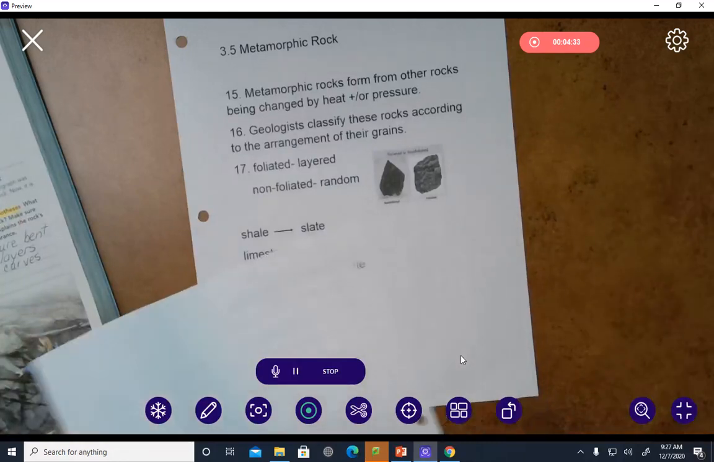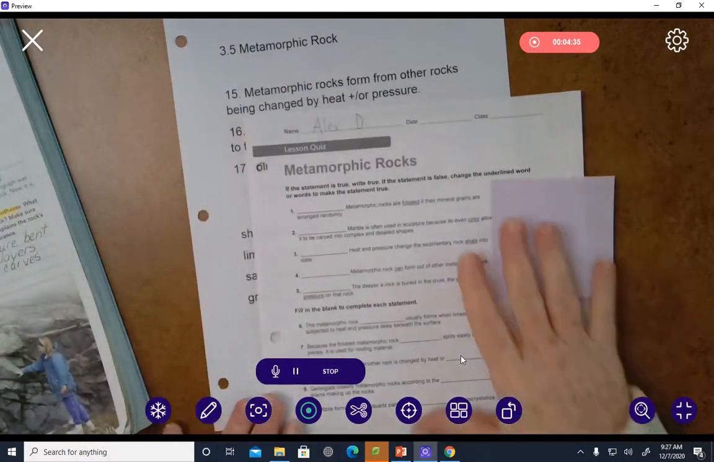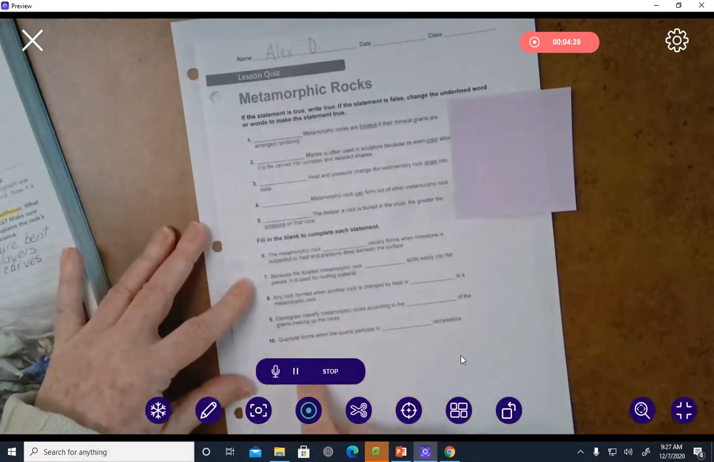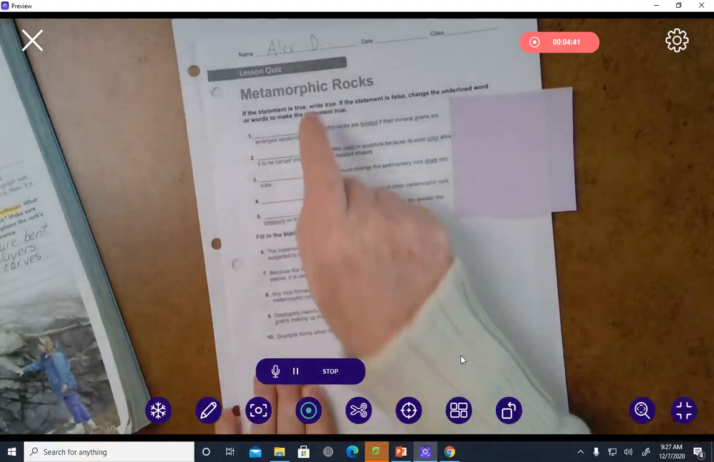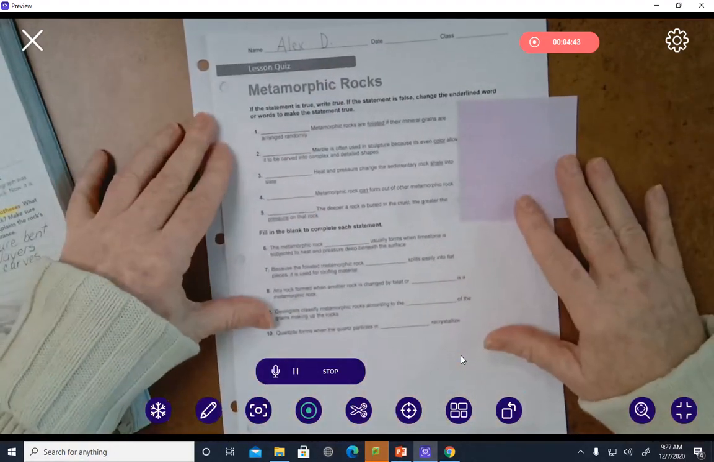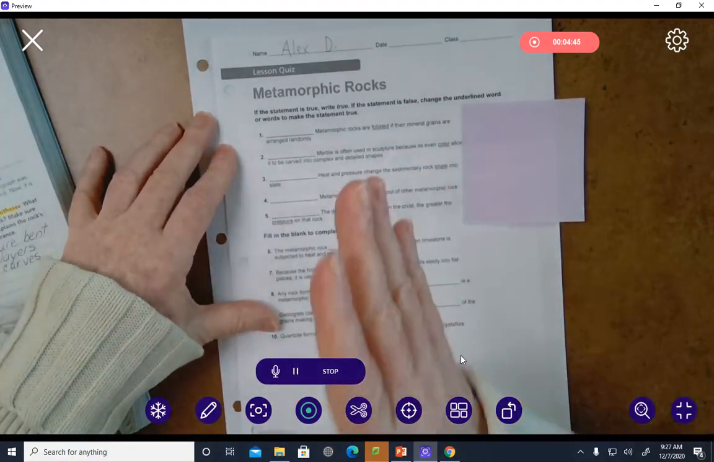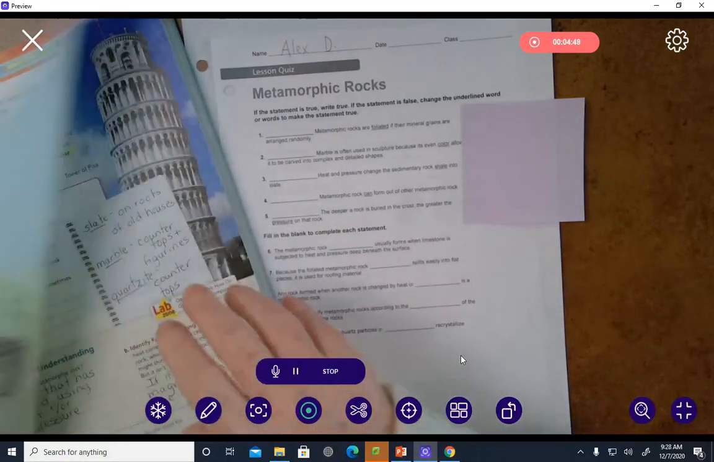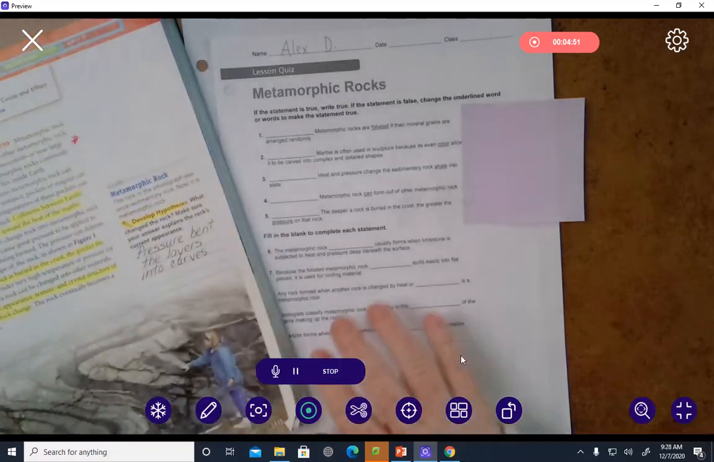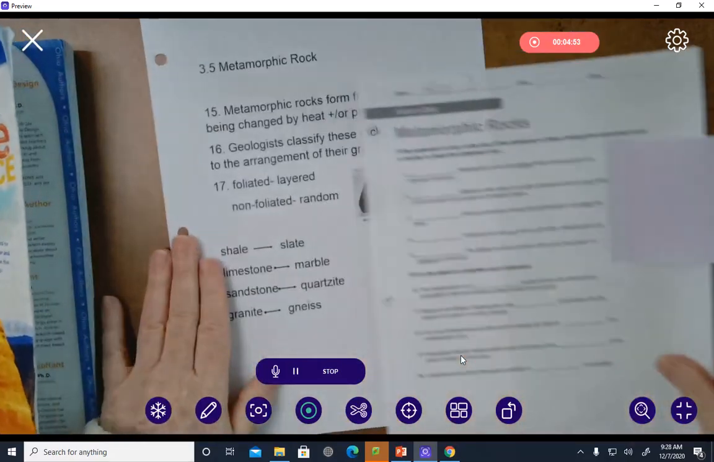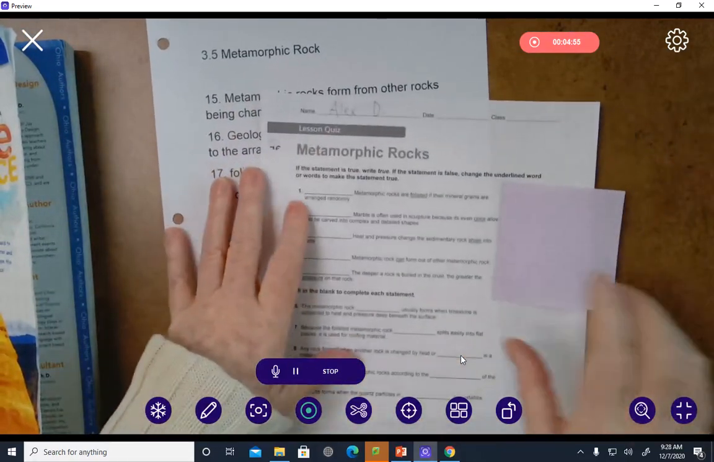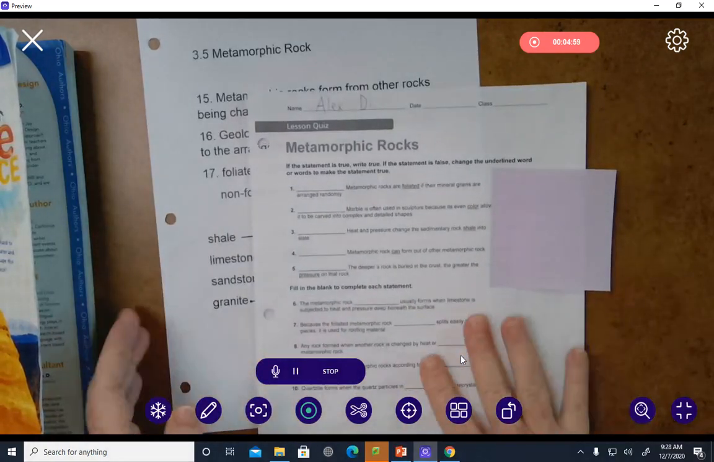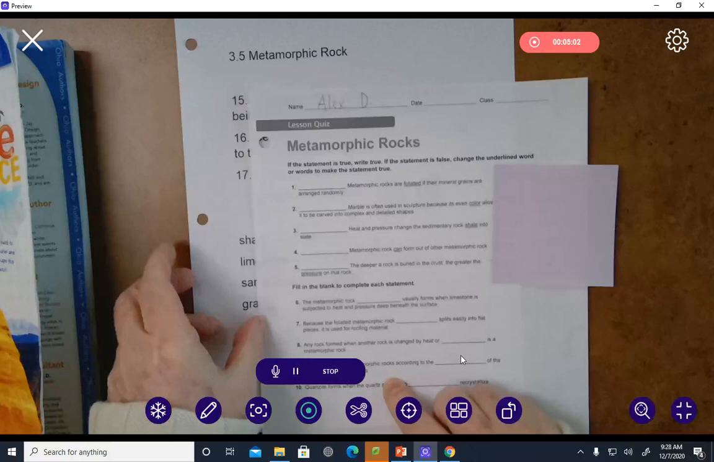All right, so I'm going to attach your review for your metamorphic rock section. It is only 1 through 10, so think about each one of these as worth 10 points. If you don't know it, don't guess. Go back in your book. A lot of the answers we highlighted in yellow. You can also use your notes to do this. I know it says lesson quiz on here, but I'm going to give you a test at the end of this. This is just a quick review.